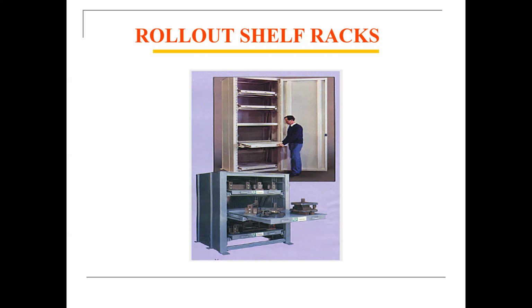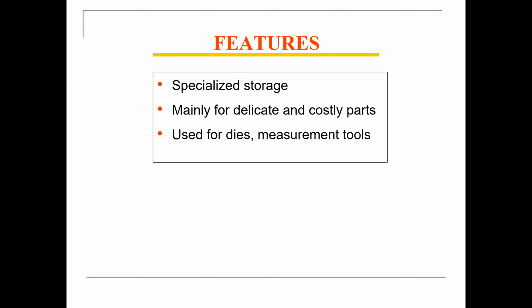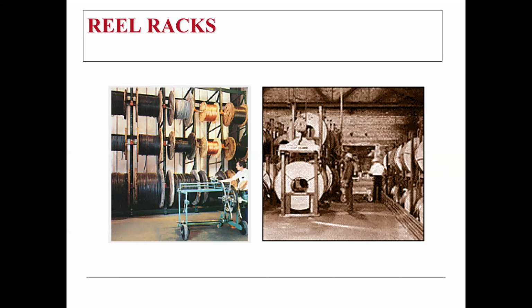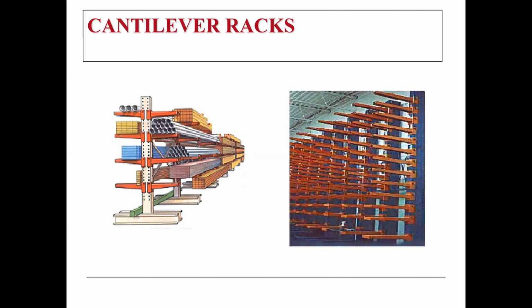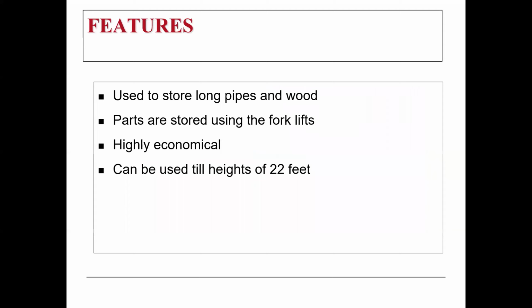The rollout shelf racks, these are specialized storage, mainly for delicate and costly parts. Use it for dies, measurement tools. The reel racks, these are a special type of storage, mainly for cables and wires. The cantilever racks, these are used to store long pipes and wood. Parts are stored using the forklift. It is highly economical and can be used up to heights of 22 feet.